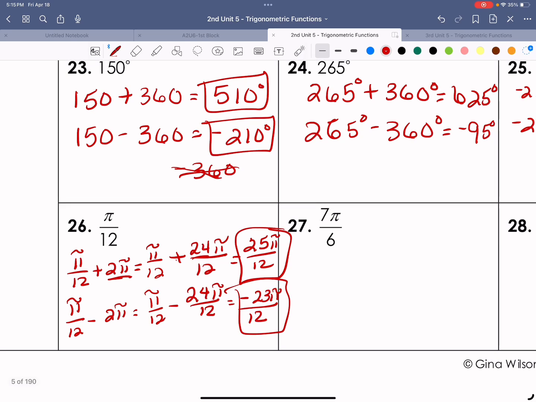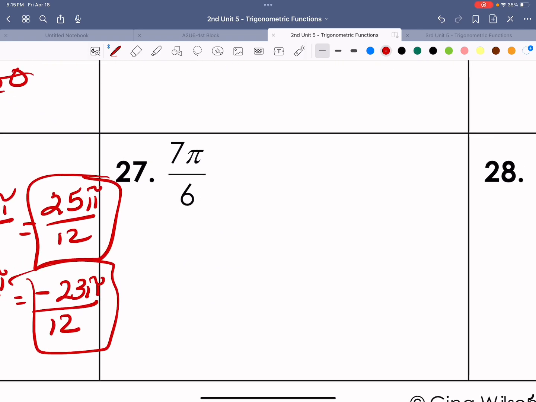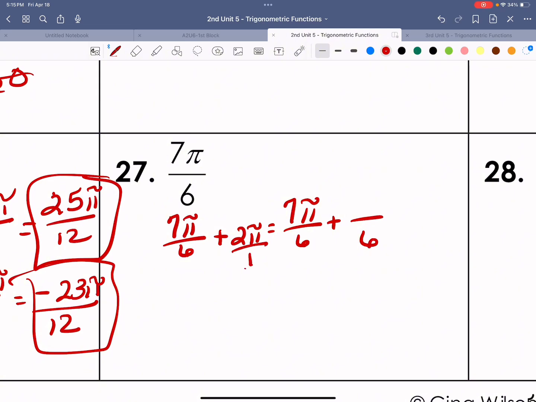Okay, number 27. I'm going to take 7 pi over 6, and I'm going to add 2 pi. I'm going to rewrite 2 pi over the common denominator, 6, so it's actually over 1. If I multiply the denominator by 6 to get this number, I've got to multiply the top by 6. So that's going to give me 12 pi. And 7 pi plus 12 pi is 19 pi over 6.